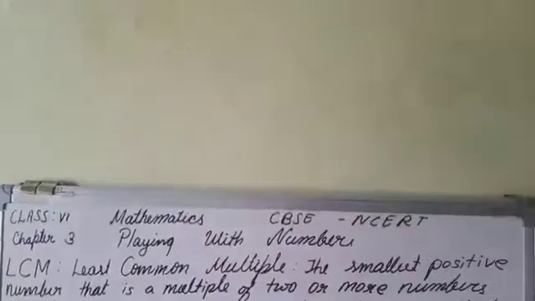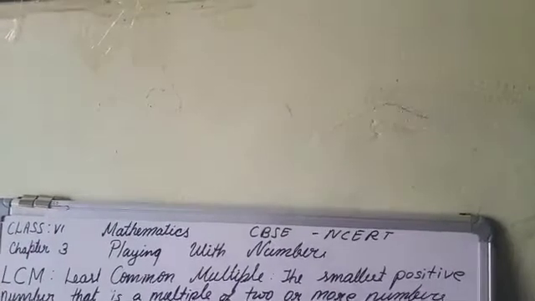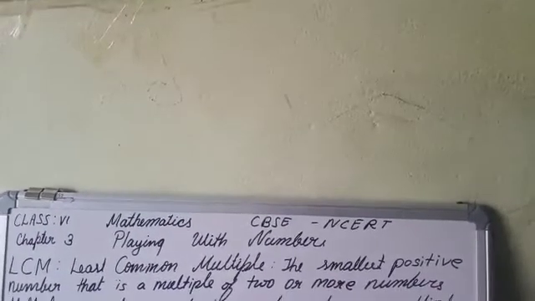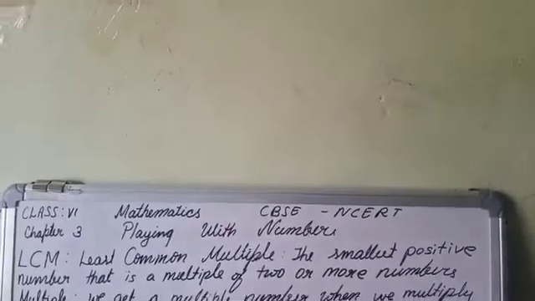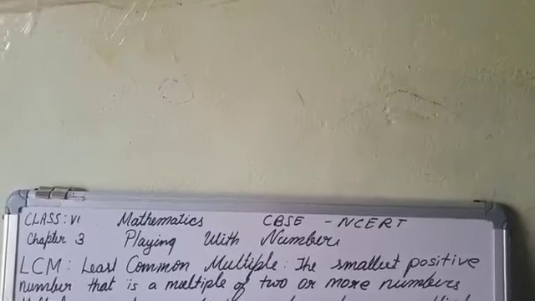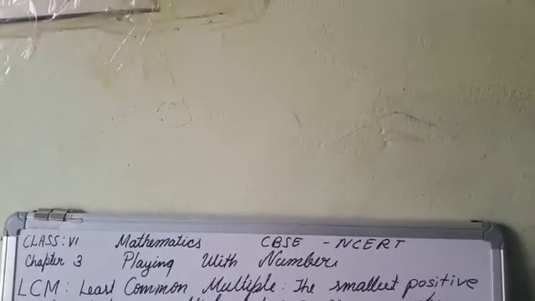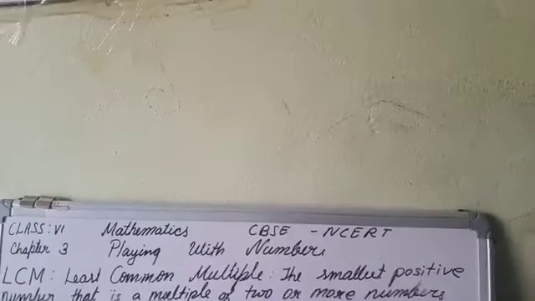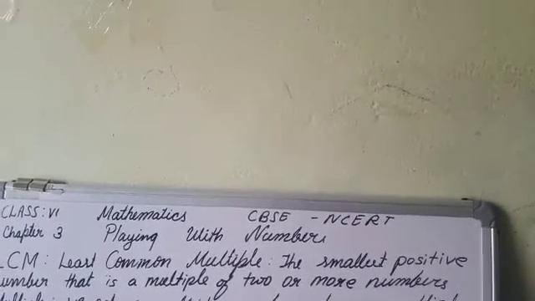Now we are going to find the LCM, the least common multiple: the smallest positive number that is a multiple of two or more numbers. Least means the smallest, and common multiple, the smallest positive number, should be common to the two or more numbers.